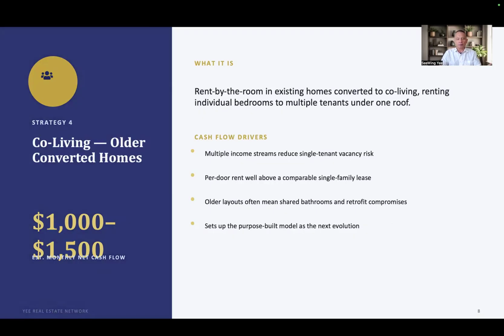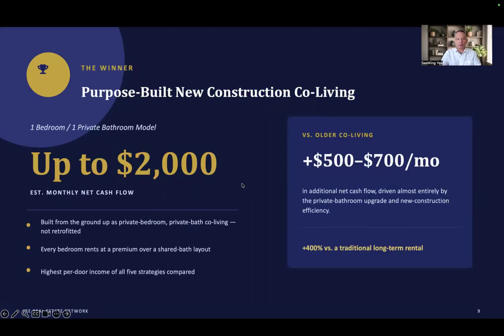Okay, and then co-living older converted homes, around $1,000 to $1,500 net cash flow per month. Okay, and then finally, a purpose-built new construction co-living single family home, 325K, right?